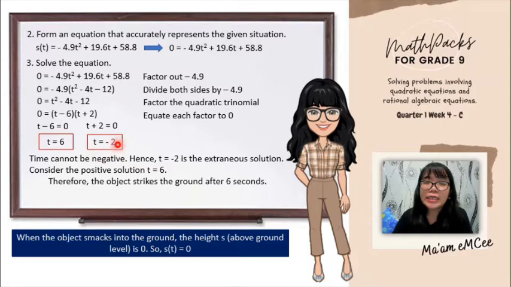So again, t equals negative 2 will be our extraneous solution. It is a solution for our quadratic equation, but if you are going to go back to our problem, then we cannot include this t equals negative 2 because there's no such thing as negative time. So we only consider the positive solution, t equals 6. So our time will be positive 6. So therefore, the object strikes the ground after 6 seconds.